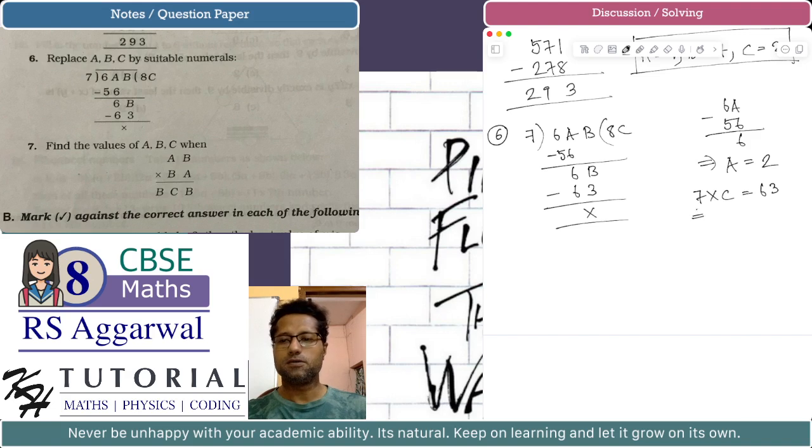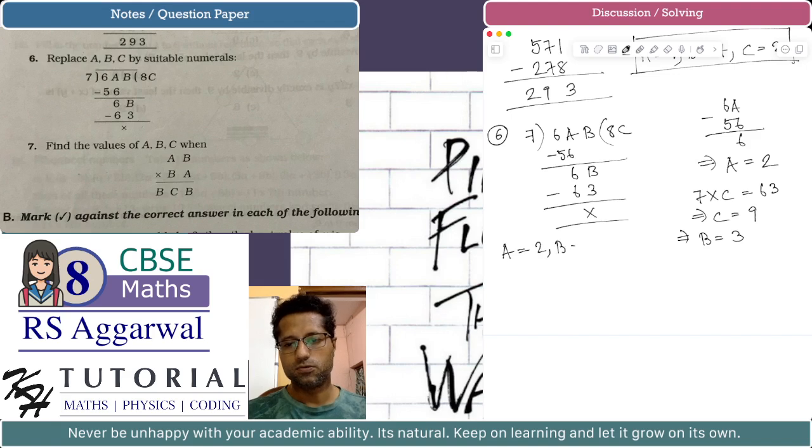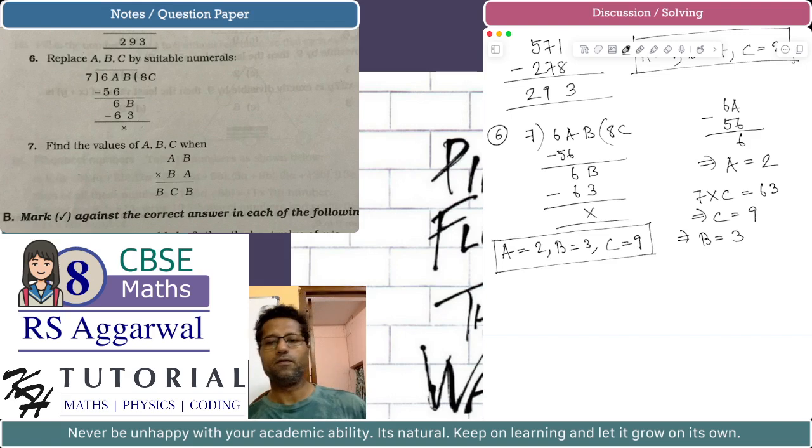So this implies C is equal to 9 because 7 into 9 is 63, and this also implies that B has to be equal to 3 because we are not getting any remainder. So finally we are getting A equals to 2, B equals to 3 and C is equal to 9. This is the value of A, B and C.